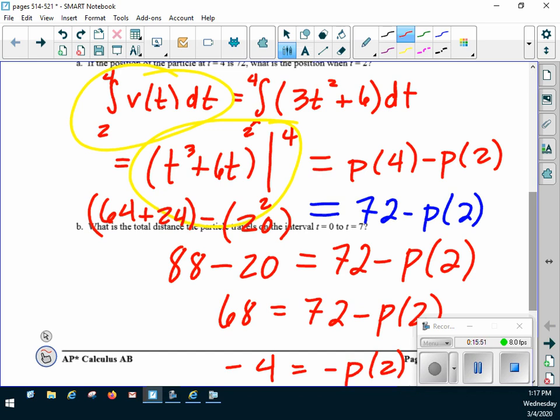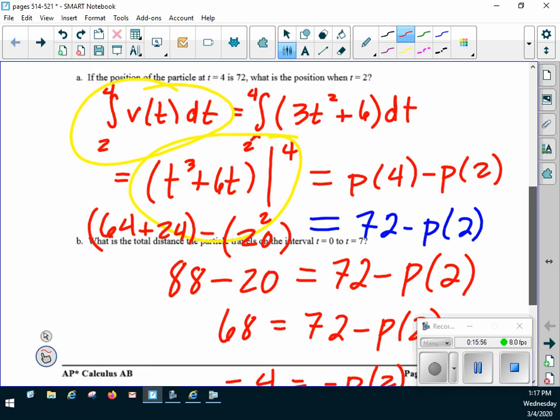What I think Mason is saying is, P of 4 is 72, so why is this 88 not 72? That's what you're asking me, right? And then P of 2, it looks like that ought to be 20, but it's not. I don't think so. Isn't that like what's on the left side?